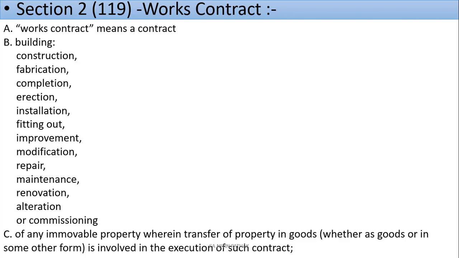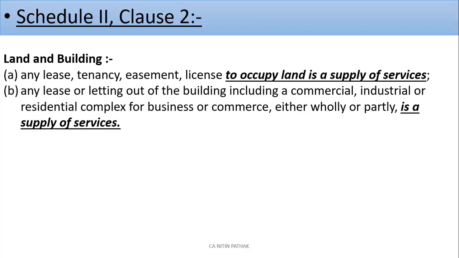So here, this is the way the fruits are also converted. So this is how the works contract is covered. I give you a wholesome definition here. This is Schedule 2, clause 2.